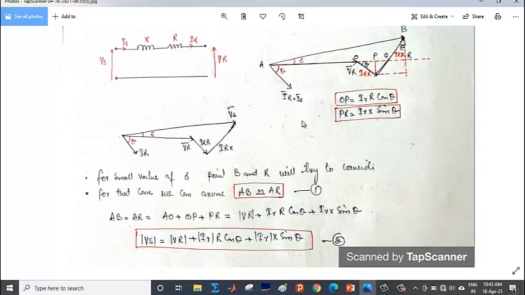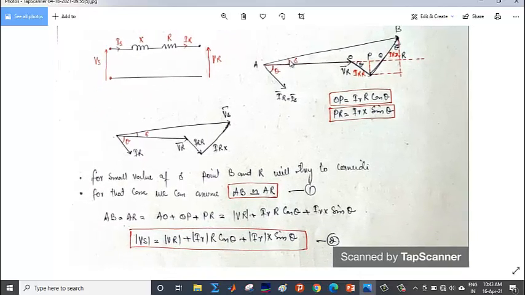So with these things in mind, for small value of delta, this is delta. If delta is very small, you can see that this B and R will coincide. They will be very close to each other. We can say that this AB will be equal to AR. This delta is actually known as load angle or power angle. So AB is equal to AR, but AR is equal to AO plus OP plus PR from this figure.